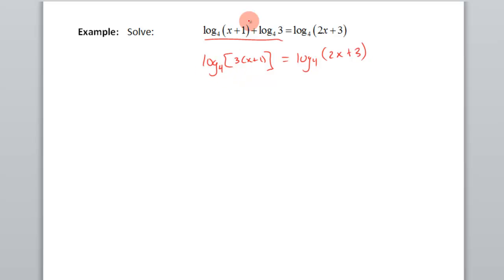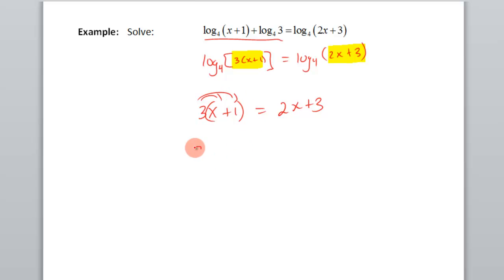If you have the log of this stuff right here, and then over here you have the log with the same base of this mess, aren't those messes equal to each other? They have to be. The input here has to be equal to the input here if you're going to take the log base 4 of it. So why don't I just say that 3 times the quantity x plus 1 should equal 2x plus 3. I'm saying that what's inside here has to equal what's inside there, because they're both logs. So now, look, I'm down to an easy equation.